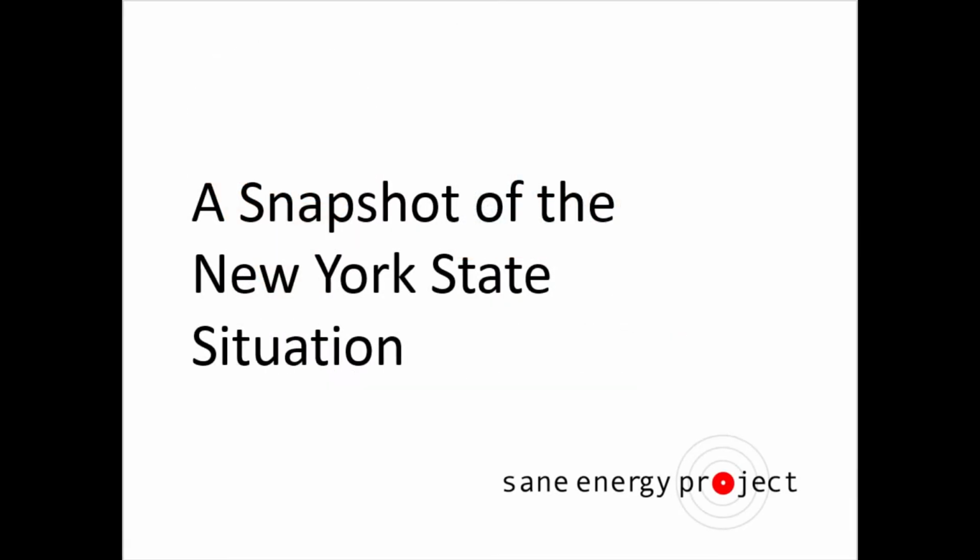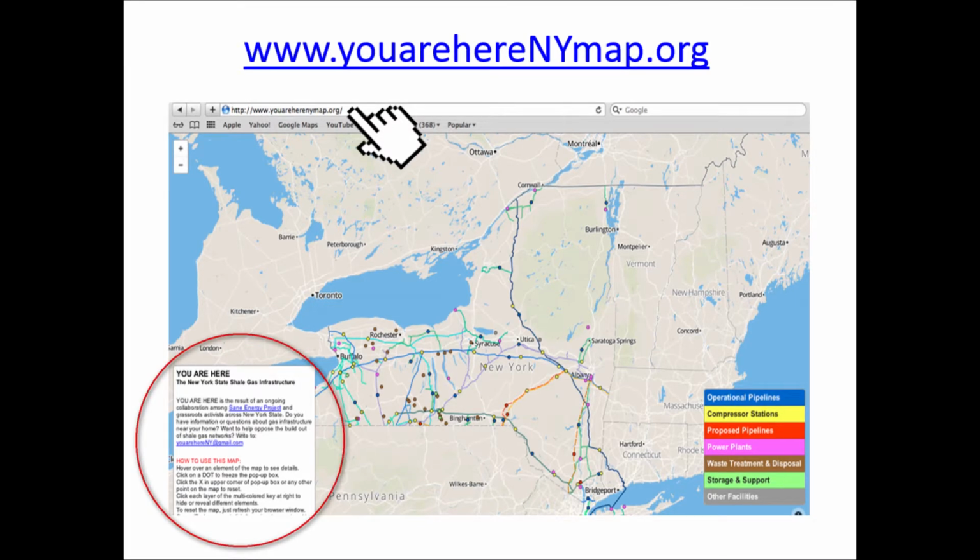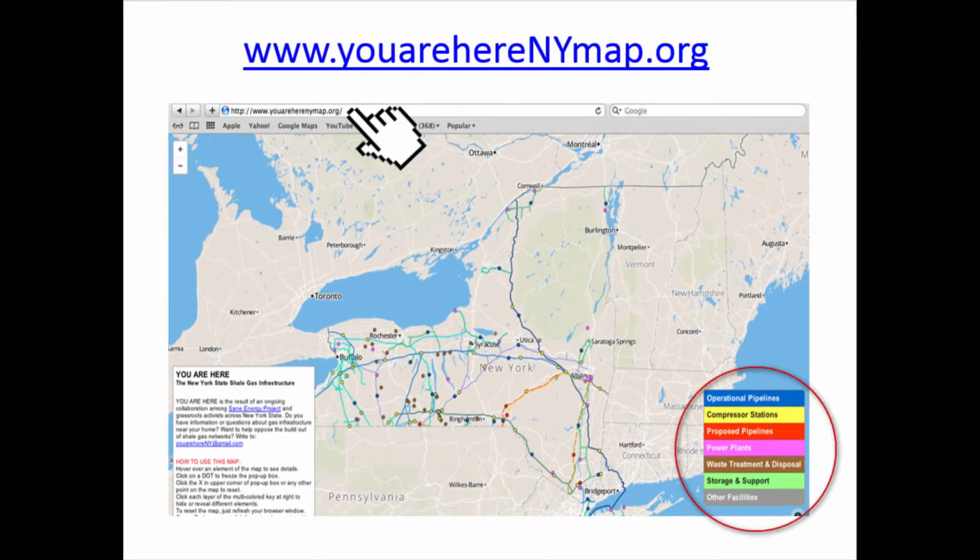I'm going to give you a snapshot of the New York situation and how it's relating to Pennsylvania. This is just a basic run-through of how the map works. You go to youarehere.nymap.org, and this map opens, and all these little dots will open. In this corner here, there are instructions on how to work the map. And over here, these are all different layers that you can turn off and on.